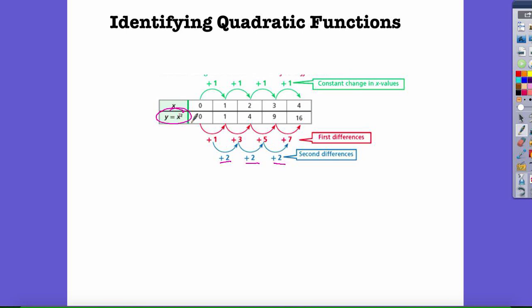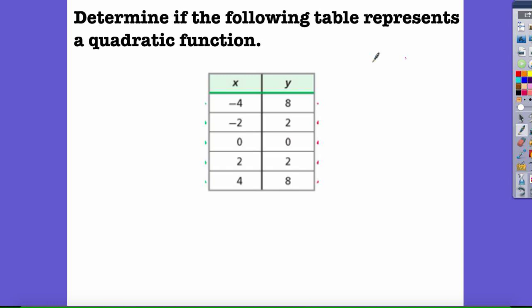On your y coordinates, if you have constant second differences over a constant first difference in your x's, you have a quadratic function. So the big difference here is that if it was linear, it would have been a constant ratio of the change in y divided by change in x, just with the first differences. With quadratic, you have to take the y coordinates and go a step further and see if they have constant second differences. So we'll do an example together.